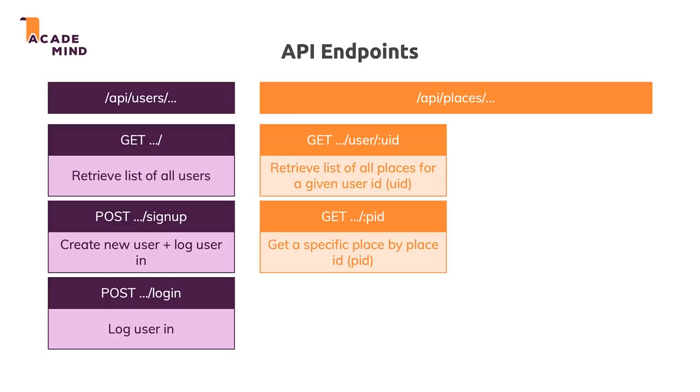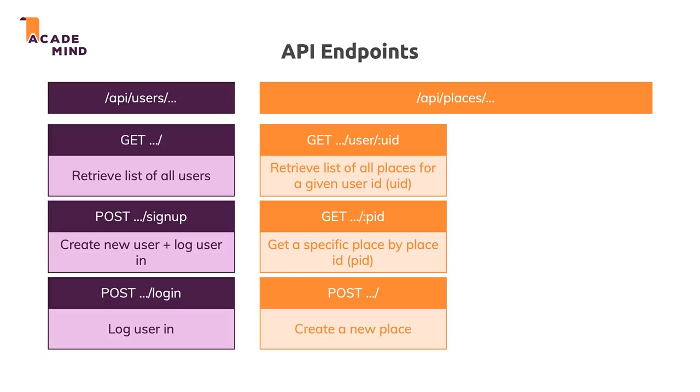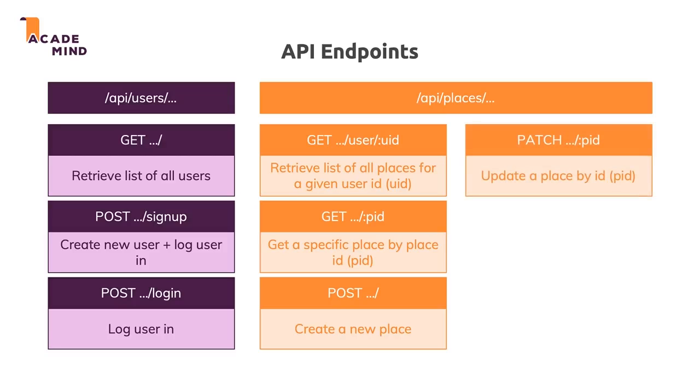Now, if we send a post request to just API/places/nothing, then I want to create a new place, and I expect that the data which is needed to create a new place is attached to that request. If we send a patch request to /API/places/someplaceID, then we want to update that place by its ID. This request will carry data in its request body as well.